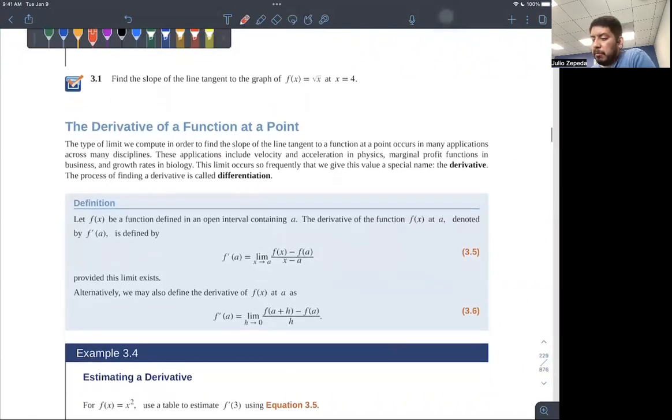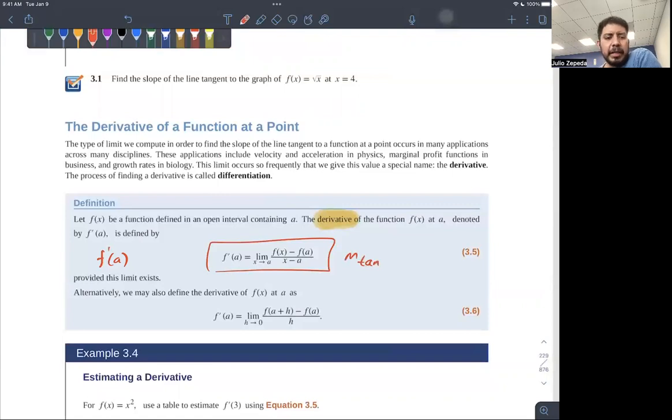Okay, so here we're defining a new term, and it's something that we've already practiced. Let f of x be a function defined in an open interval containing a. The derivative of the function f of x at a, denoted by f prime of a, it's f with a little apostrophe of a, is defined as this limit here. This is that limit that finds you the slope of the tangent line.